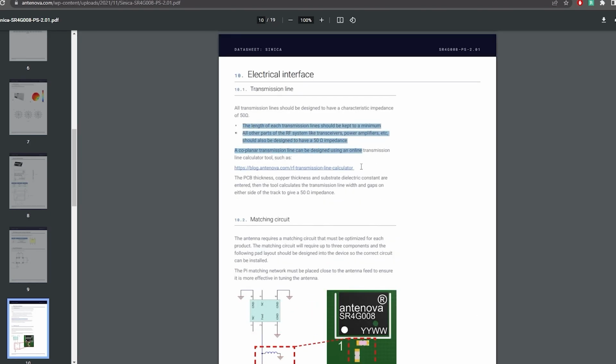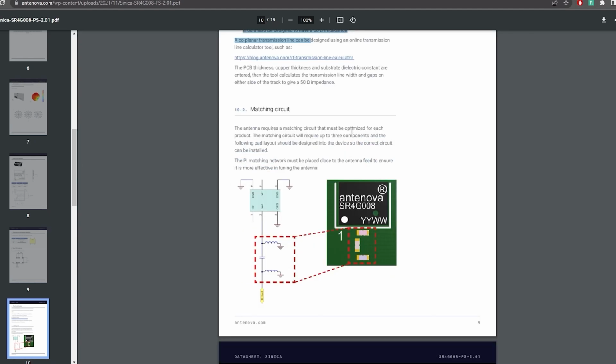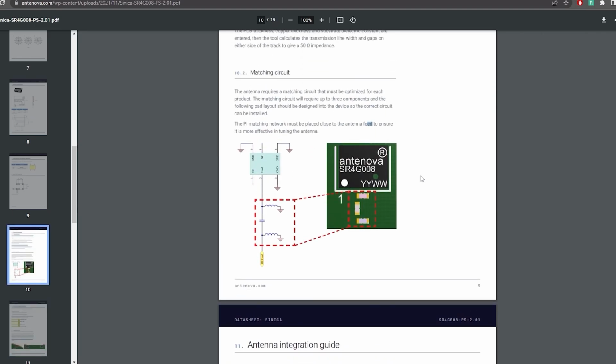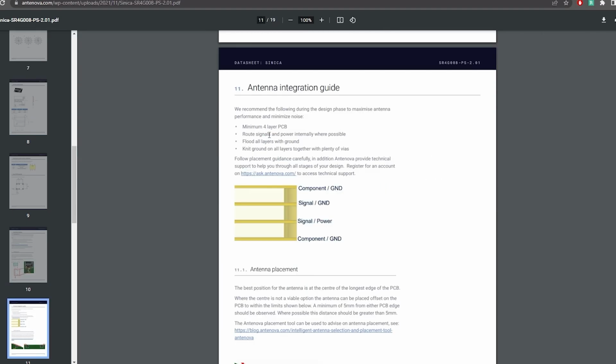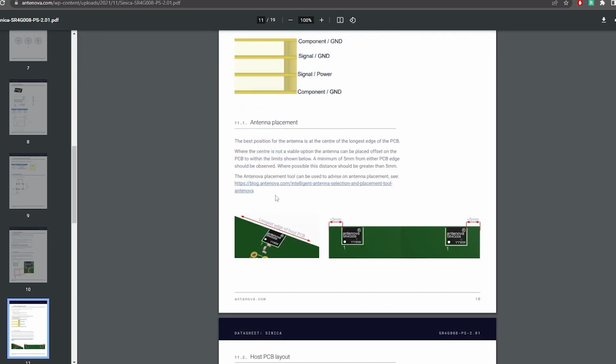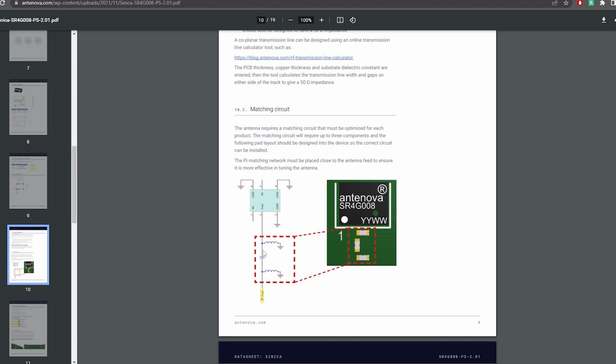These are some other things I'm going to speak about on what you should keep in mind. And here we are, the matching circuit. The antenna requires a matching circuit that must be optimized for each product, and it gives you a recommended one. You can even ask them for technical support, which has been really good. But you notice it hasn't given us a value, so we're still stuck on how do we calculate this? How do we know what to do?